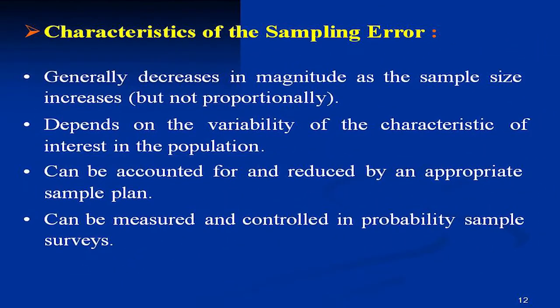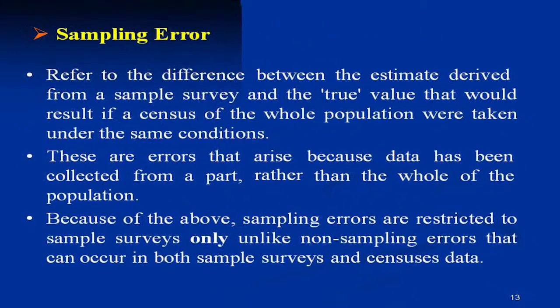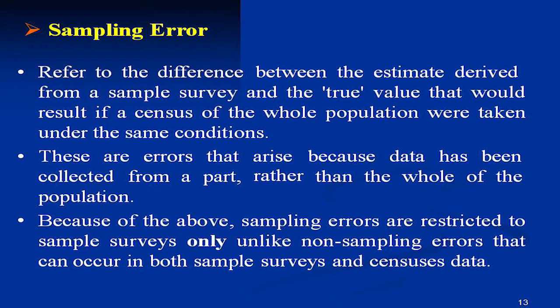So, what are the characteristics that we should know for sampling error? It generally decreases in magnitude as the sample size increases, depends on the variability of the characteristics of interest in the population, can be reduced by an appropriate sample plan, and can be measured and controlled in probability sample surveys. So, controlling sampling errors is very important. For research students in the social sciences, they need to know about sampling errors.